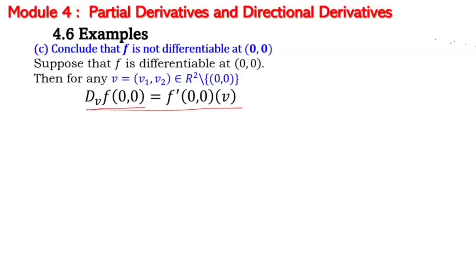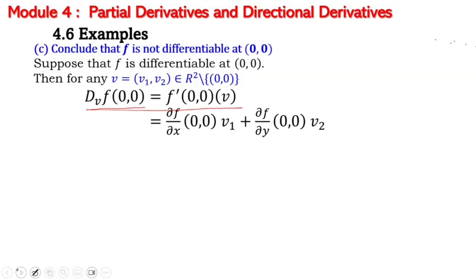Now we already calculated the directional derivative of this, and now we are going to calculate this one, compare them, and see what the contradiction is. So now the derivative of this can be calculated as ∂f/∂x(0,0) v1 plus ∂f/∂y(0,0) v2. Okay, so this is the relation between the derivative and the vector.